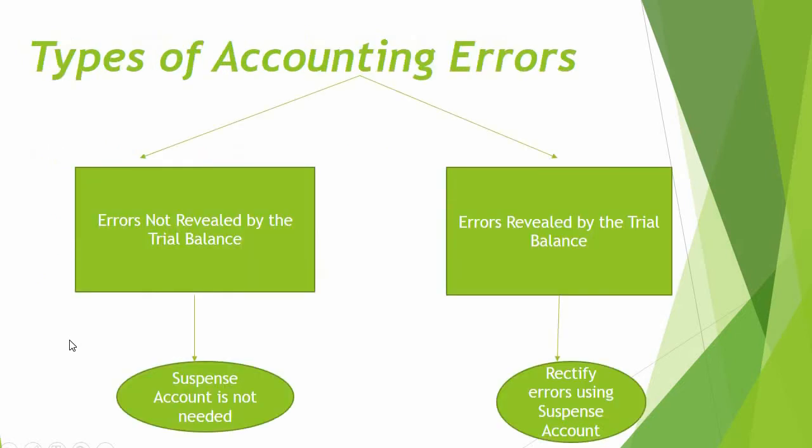There are two types of accounting errors. They are errors that are not revealed by the trial balance and the errors that are revealed by the trial balance. When there are errors that do not affect the trial balance, we find that the trial balance still balances. When correcting these errors, we do not need a suspense account.